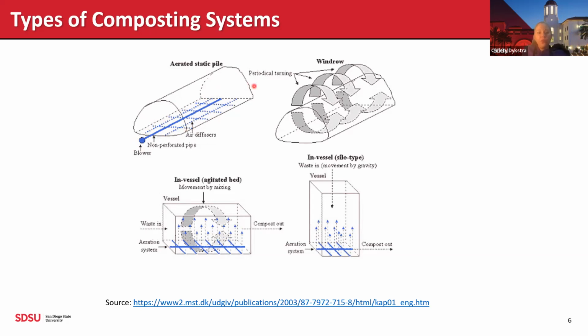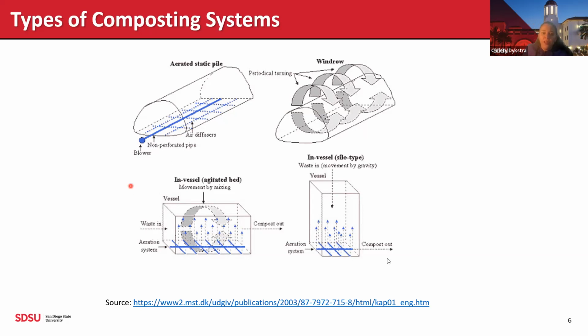Now, if you don't have this setup right here, you may have a windrow setup. This is where you don't need any of that infrastructure, but you take some equipment and you turn the waste periodically. What that does is allow oxygen to get into the voids, and as it gets used up, you go back and keep continuing to turn it so that it has enough oxygen.